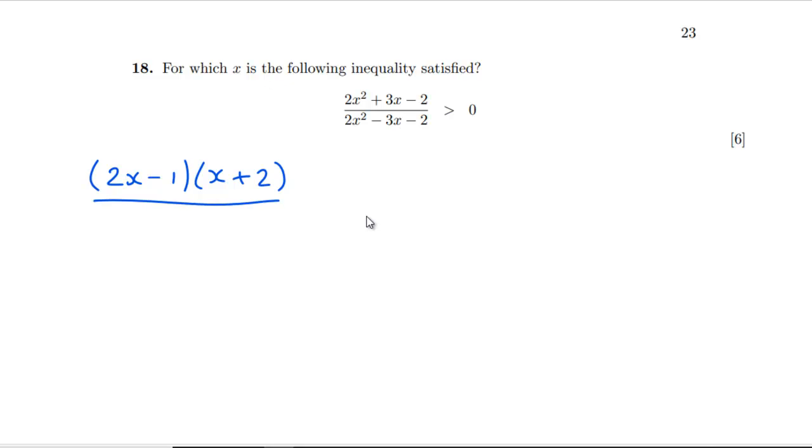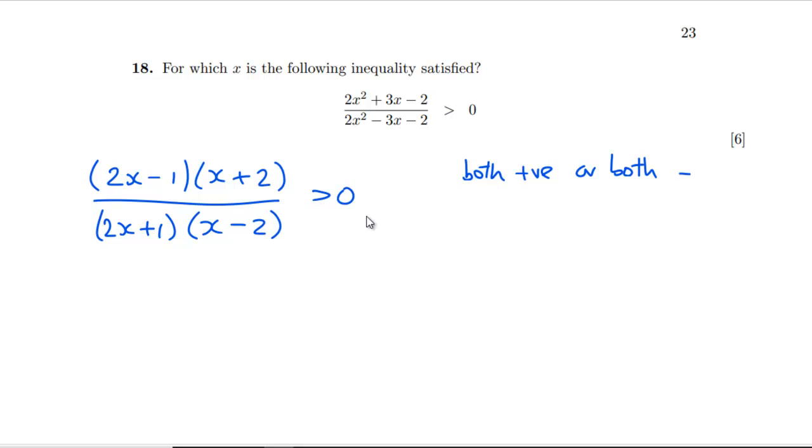And then if we want to change the sign of the middle one, we just got to flip the signs around on those. So we need that. So we either need both to be positive or both to be negative. Right, let's sketch these things out then, because there's too many permutations to think about here.